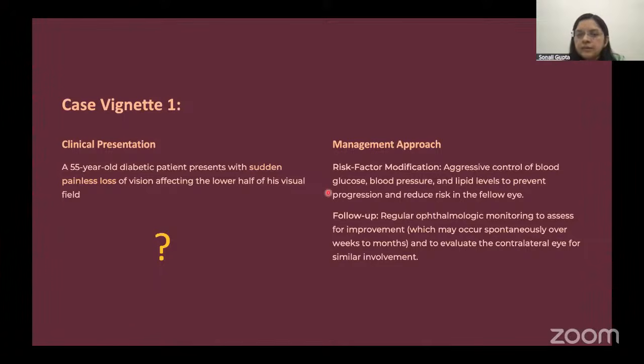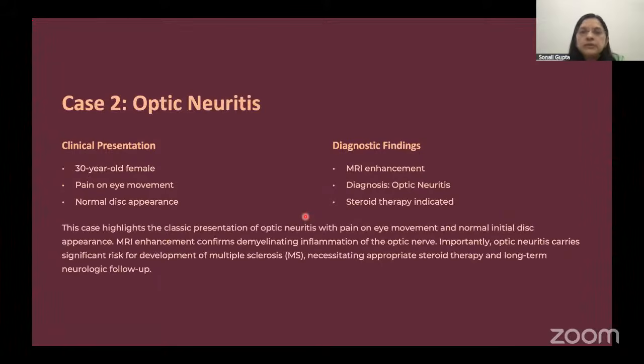So then for the management, we do advise control of the systemic risk factors to reduce the risk for the fellow eye, and regular monitoring for improvement. Then coming to the other presentation, where again we could have a good clue only from the history: a 30-year-old female, so it is a younger patient. There is pain on eye movement signifying an inflammatory demyelinating cause, which is a neuritis, and the disc appearance is normal, showing it is a retrobulbar neuritis.